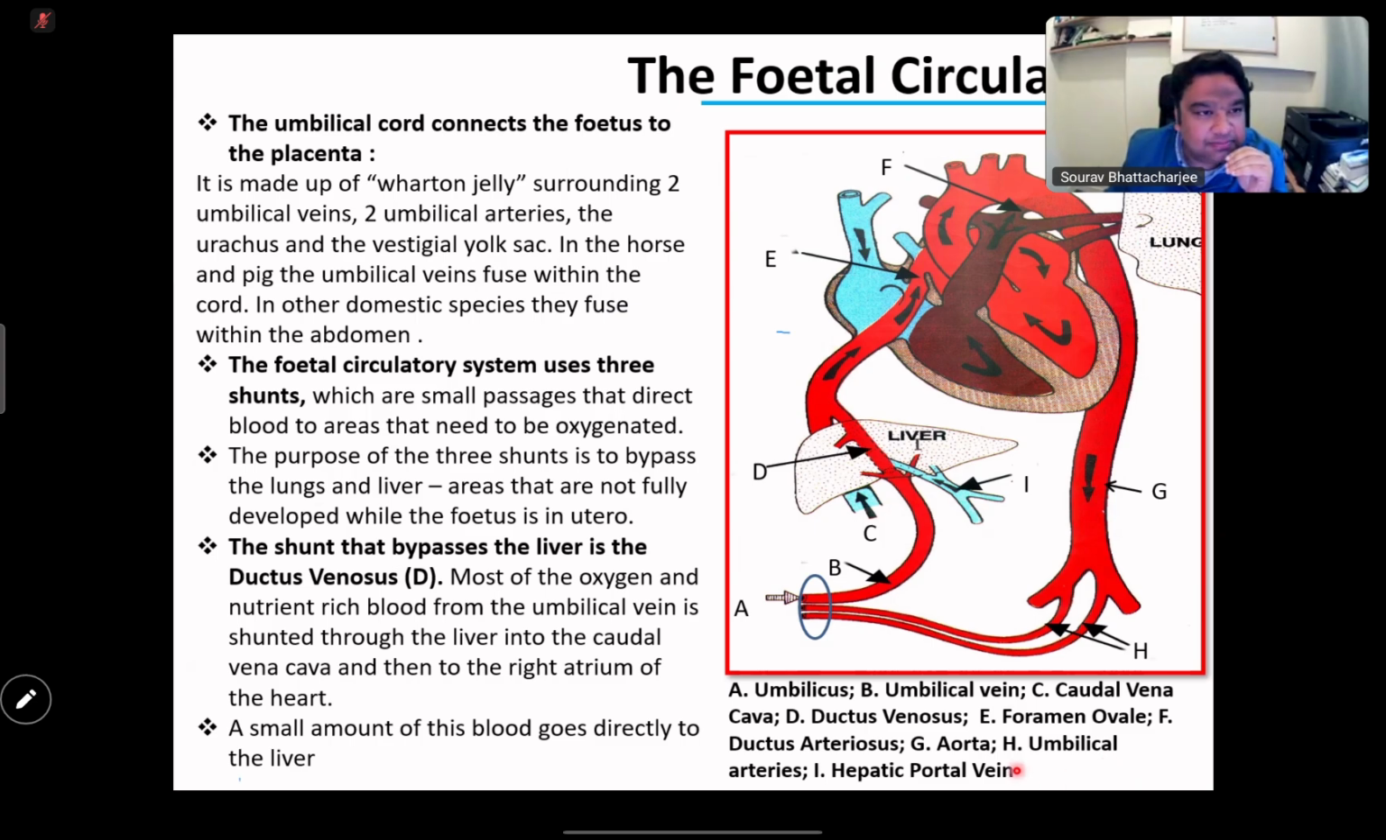Ductus venosus. This ductus venosus is the first detour, or shall we say shunt. This is typically called the shunts of fetal circulation. The first shunt is the ductus venosus. It shunts, it skips the liver.